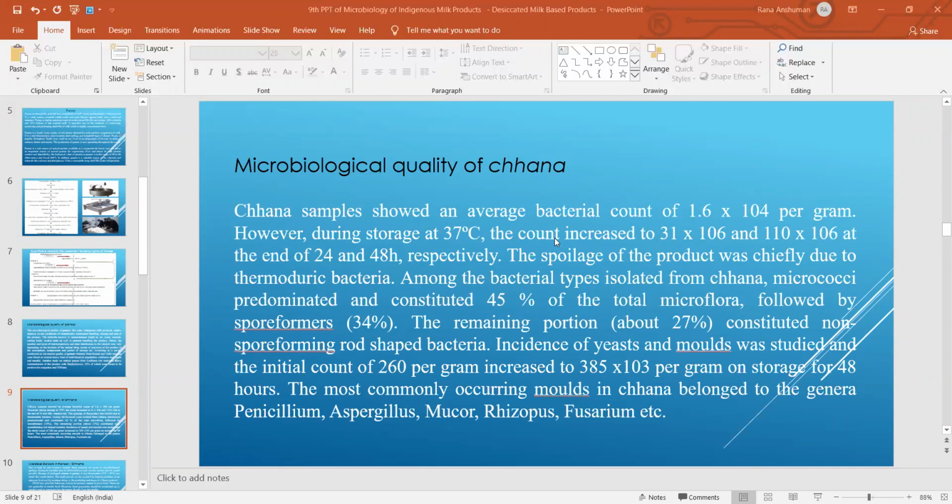However, during a storage at 37 degrees centigrade, the count increases to 31 into 10 to the power 6 to 110 into 10 to the power 6 at the end of 24 and 48 hours of storage. And the spoilage of the product was chiefly due to the thermoduric microorganisms.